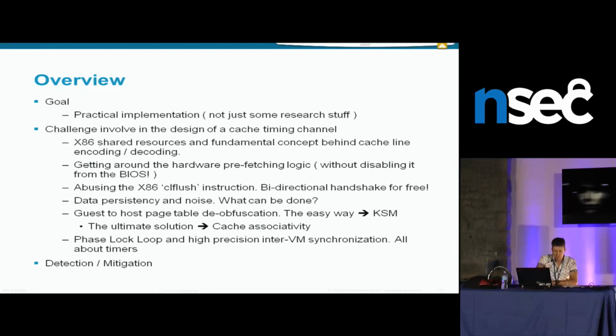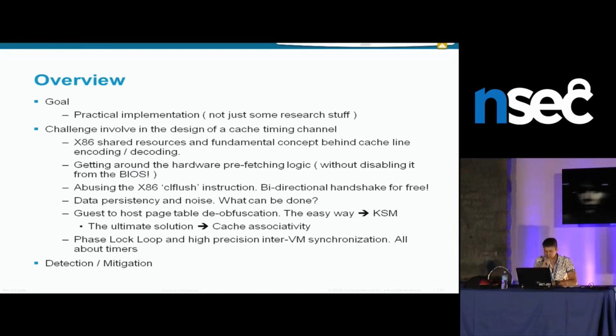So in my talk today, I'm going to show you all the challenges involved in the design of such a communication channel. We will go over x86 shared resources, and I'm going to show you what they are. And we will go over the fundamental concepts behind cache line encoding and decoding. We have to get around the hardware prefetching logic, and I'm not disabling this from the BIOS.